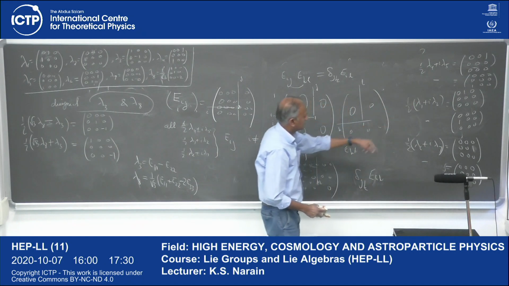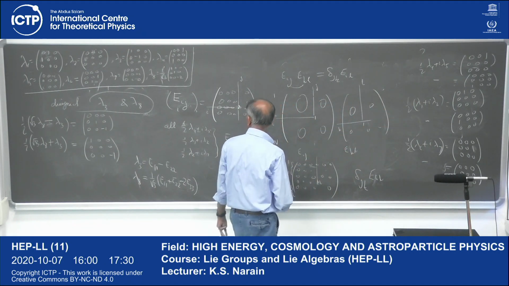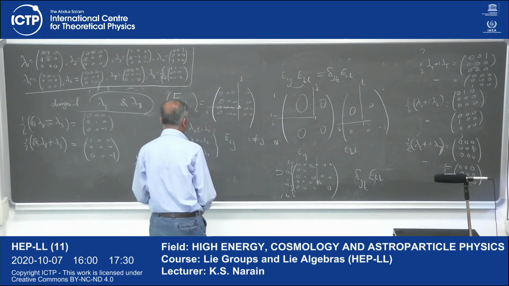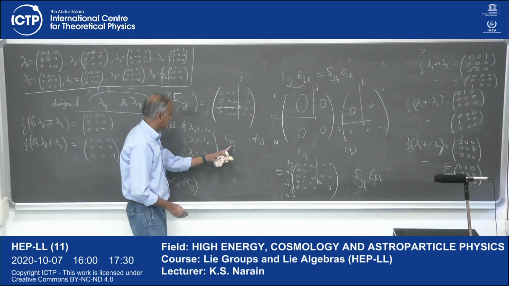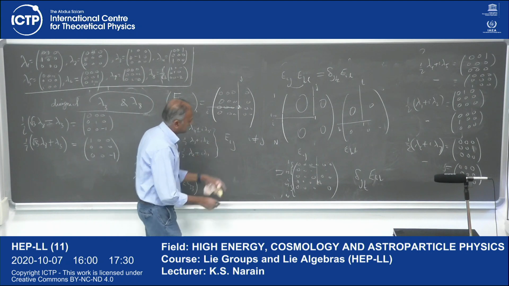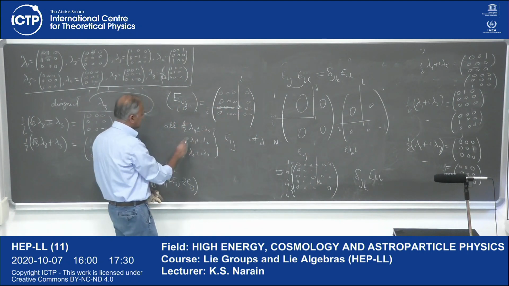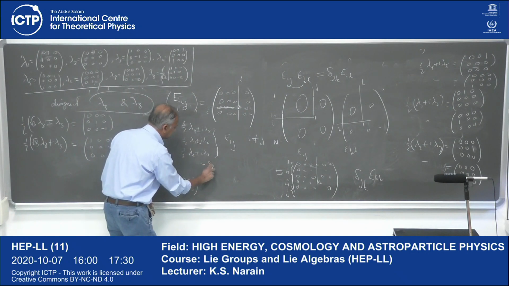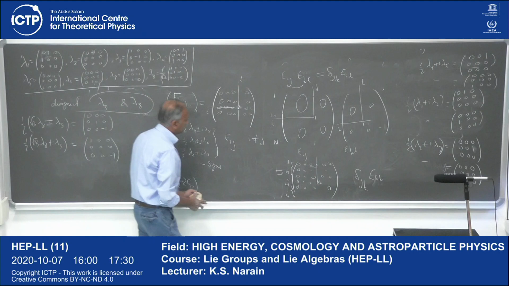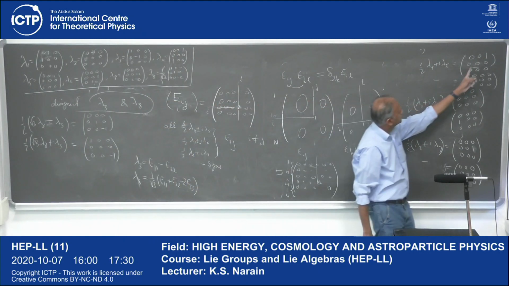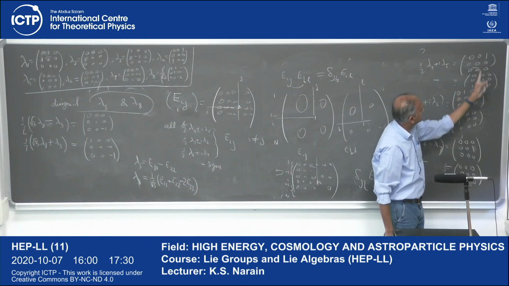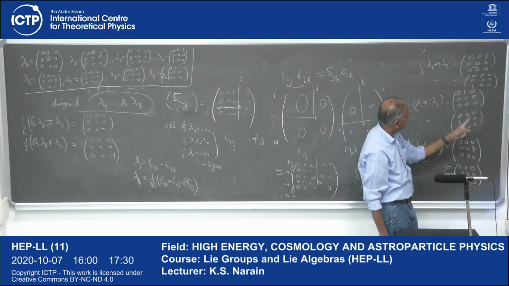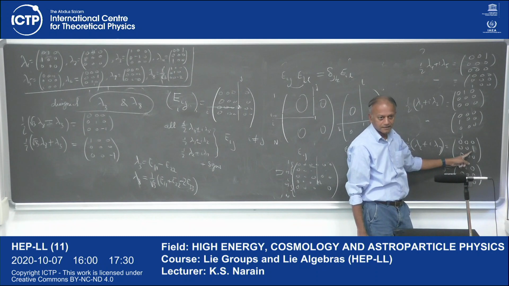Can I erase this now? I think I can erase this, right? Basically we concluded all of these. For the plus signs here, notice that the entries are non-zero only in the upper triangle, right? So here, for example, here is also upper triangle, and here also upper triangle.